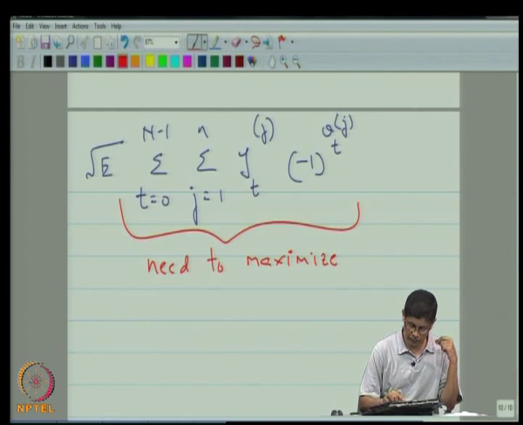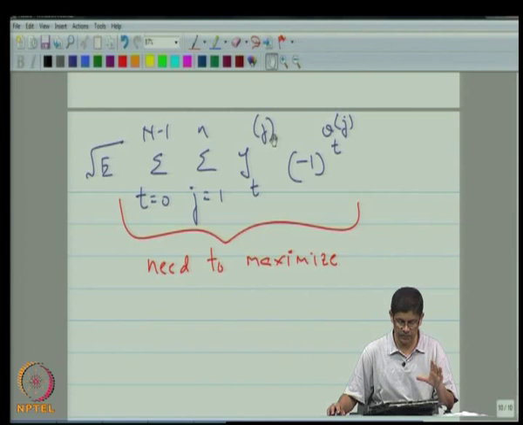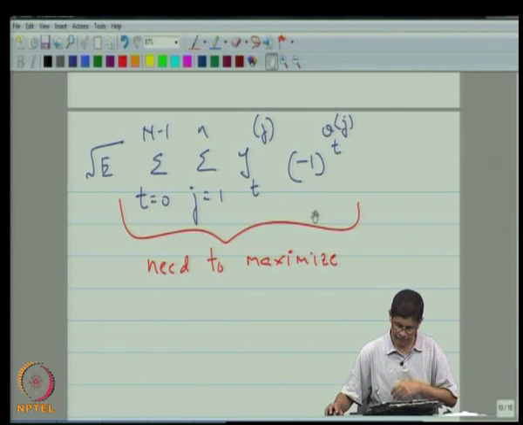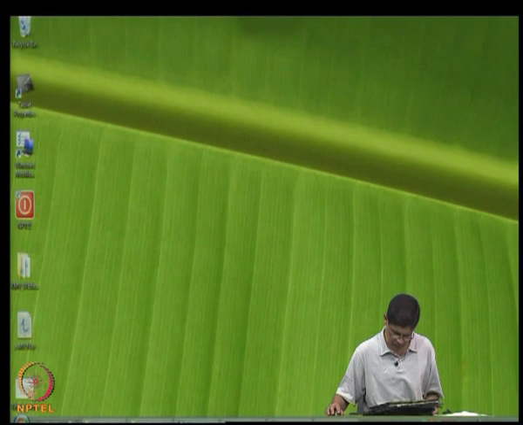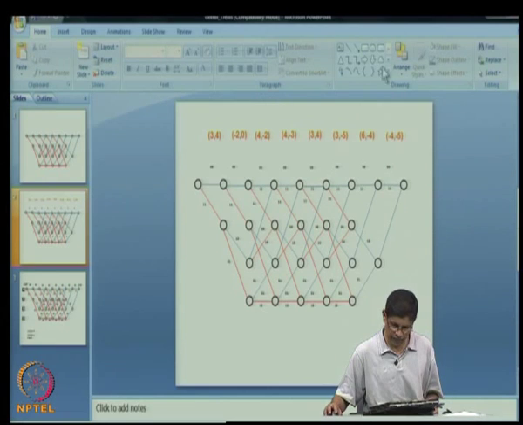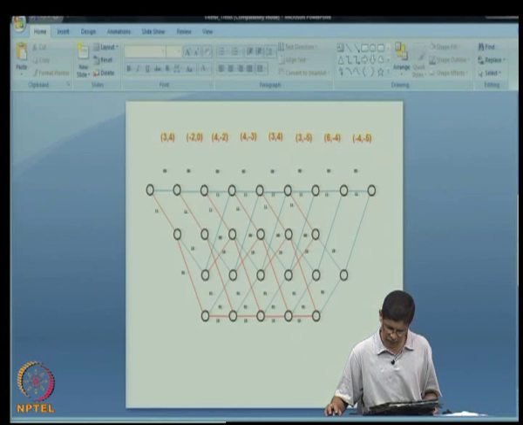So, what we want to do now, you can recognize that this is really an inner product between two vectors. One is the stream of symbols y sub t j and the other is the corresponding code symbols in plus minus 1 format. You want to take their inner product and actually choose that code word which maximizes this inner product. So, now let us see if we can actually look at this computation on the trellis, and I am going to try something new here. I am going to try to do this on a PowerPoint slide.